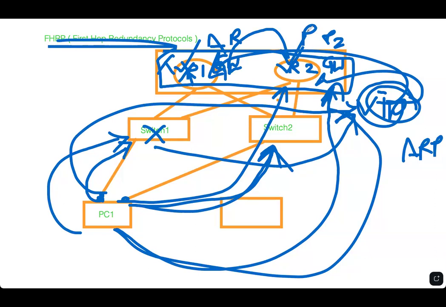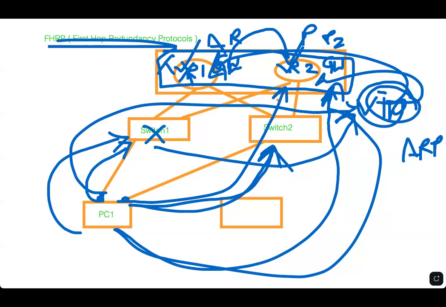So we will have redundancy between the routers. If one router goes down, we have another router to fail over the traffic to. Any questions?